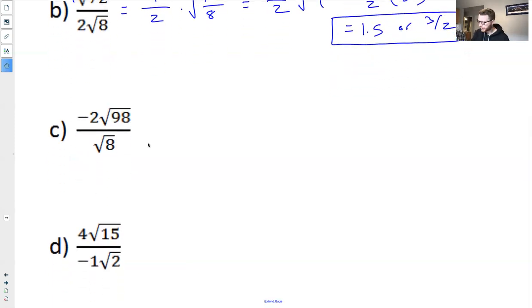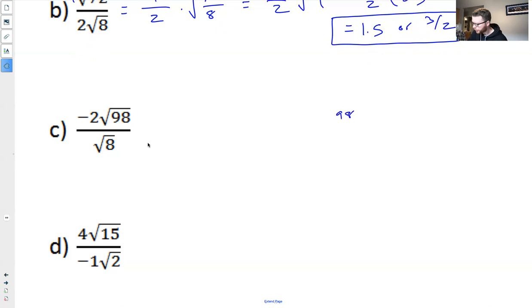Okay, so next one, negative 2 root 98 divided by root 8. So I'm checking if 98 divided by 8 will give us a whole number. It does not. Okay, so let's simplify these radicands first.